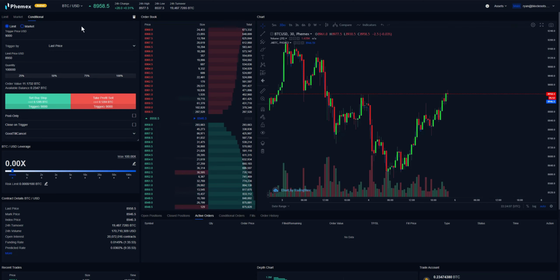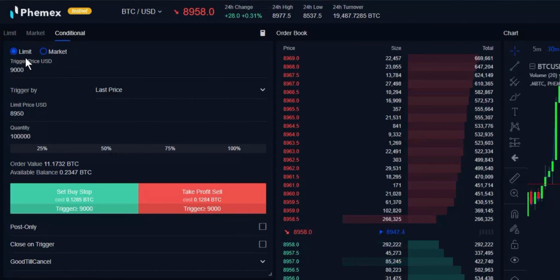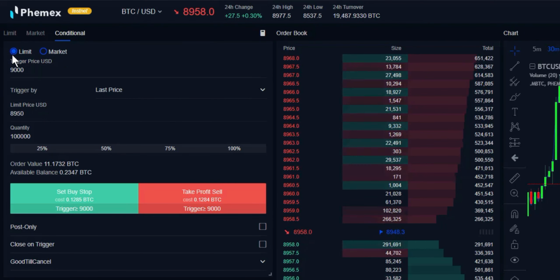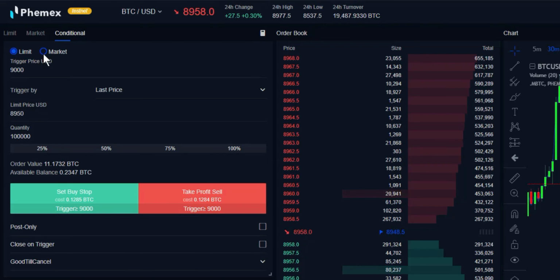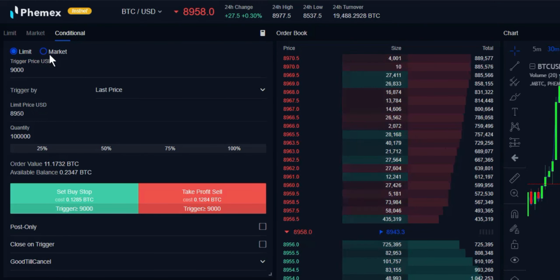All right, so let's talk about placing a conditional order. First things first, make sure that you are in the conditional order template. The conditional order at the base level still involves either a limit or a market order. What makes the conditional order unique and useful is that you're able to pick a trigger or condition that first needs to be met before either of these order types are executed.